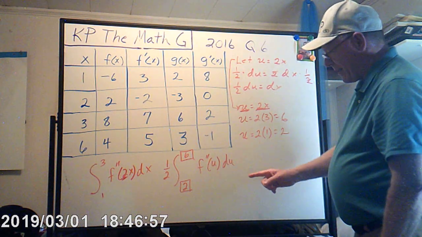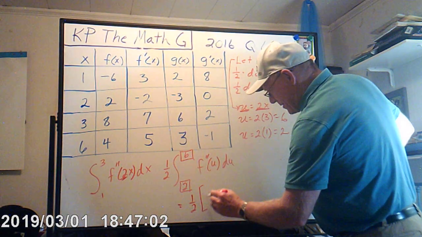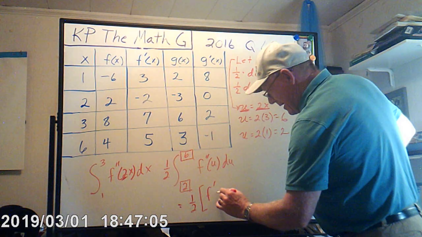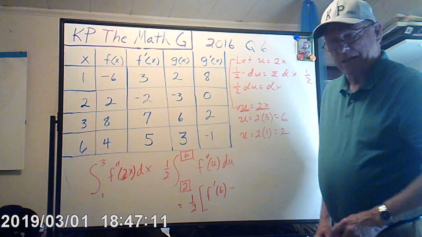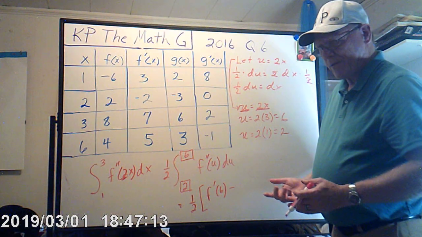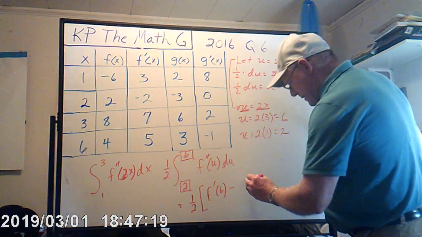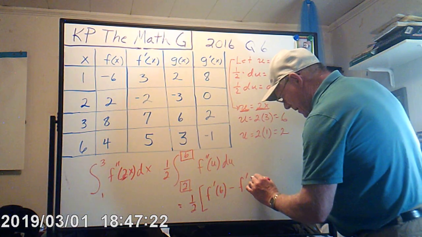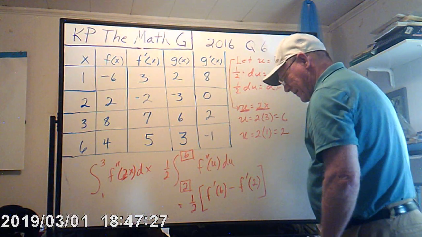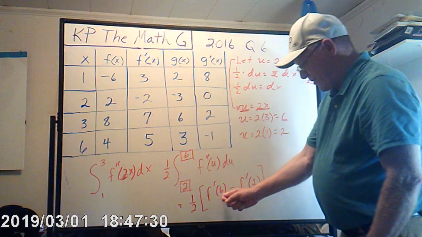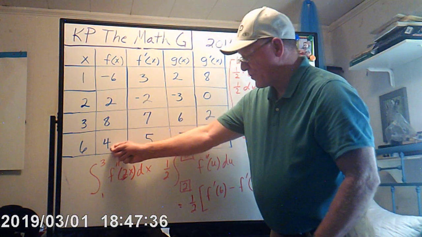Let's see what we've got now, because this is now equal to 1/2 times F prime at 6. Remember the rule of the second fundamental theorem of calculus, it would be the minus F prime now at 2. Okay, like that. F prime at 6 is 4.